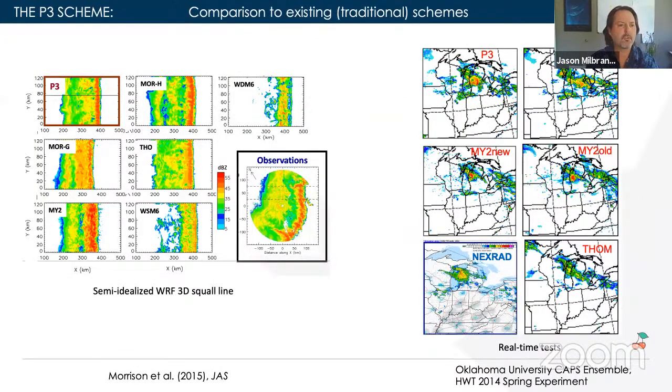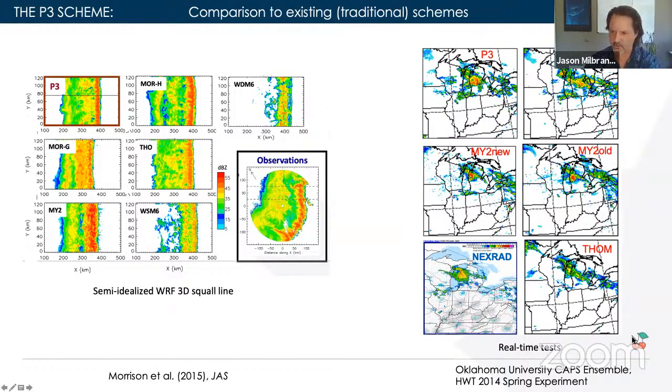In comparison to other schemes, on the left, that's the semi-idealized squall line, it does comparably well to other schemes. And again, on the right, this is in that 2014 spring experiment. You can see my mouse, eh?